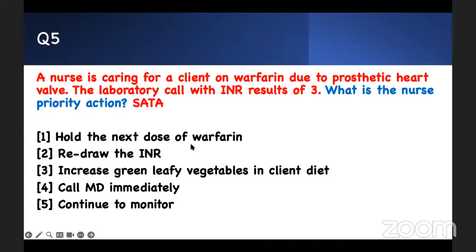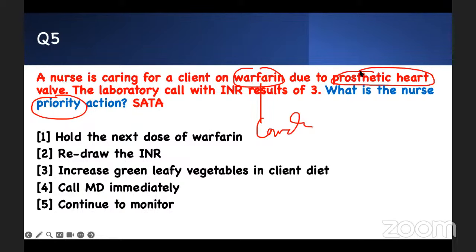Number 5. What is the priority action? The next priority action. Select or apply, right? This is prioritization. A nurse is caring for a client on warfarin. Okay, Coumadin. This is the same as Coumadin. Due to prosthetic valve, you have to underline it. The laboratory calls with an INR of 3. What would you do? Don't look at the answers. I always tell people, don't look at the answers. Make your own answers and see if you match. If I know what I'm looking for and I'm looking at answers, it's easy, right?